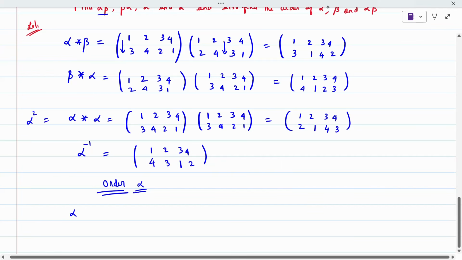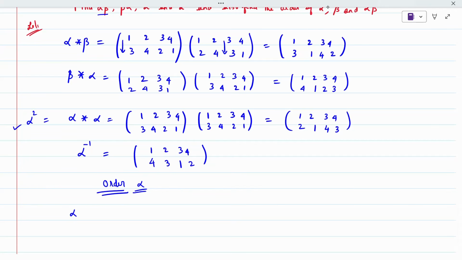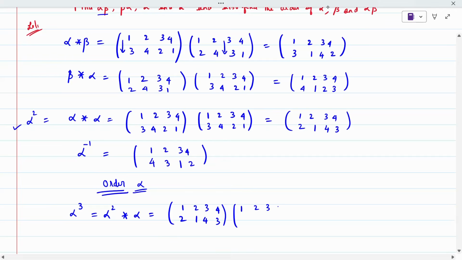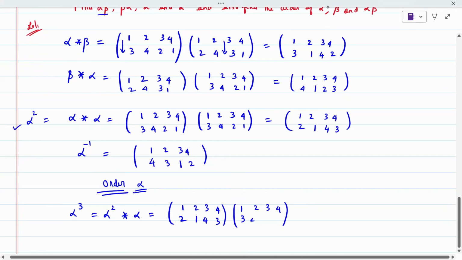So already we have calculated it in the third subdivision, and we did not get the same element, 1, 2, 3, 4. You have to get the same element. So I will go with alpha cube. It's nothing but alpha squared star alpha. Already I have the alpha squared answer. That I have to write, 2, 1, 4, 3, into alpha 1, 2, 3, 4, so 3, 4, 2, 1. So now when I write it, alpha cube: 1, 2, 3, 4.